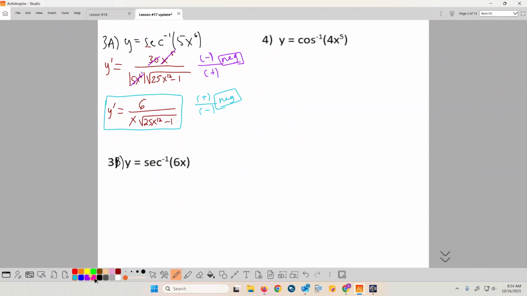Okay, let's try it again, but this time we'll try it with the question on the bottom, 3b. Okay, derivative of the left side there is y prime. Okay, and the derivative of the right side, let's see. This is when we use that inverse secant formula. So u prime on the top, that's just 6, over the absolute value of 6x. And remember, secant is subtraction and square root. So we're going to put 6x squared. Well, that's just going to be 36x squared minus the 1.